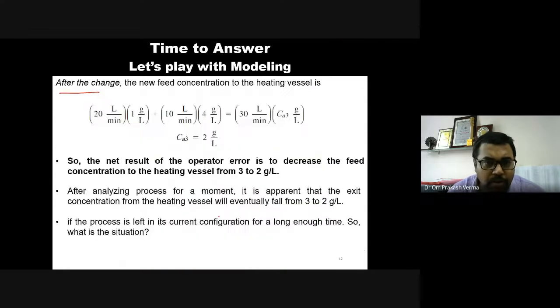Okay, so now see, this is changed to 20 liter per minute, this is changed to 10 liter per minute, and calculate again the concentration. So concentration becomes now 2 gram per liter. So what is the result? What is the result, Nate?